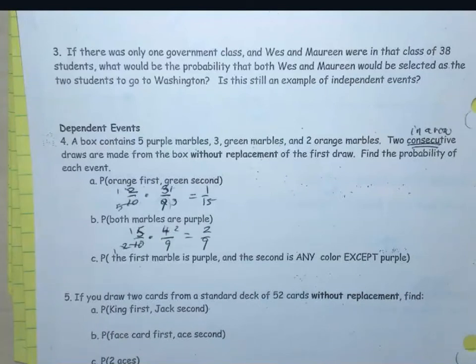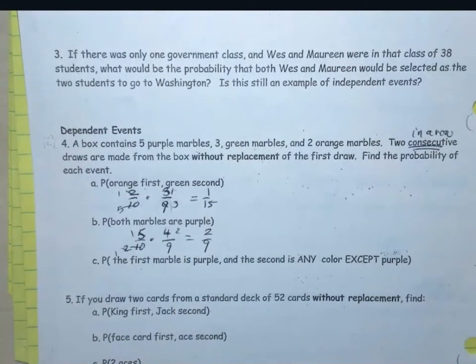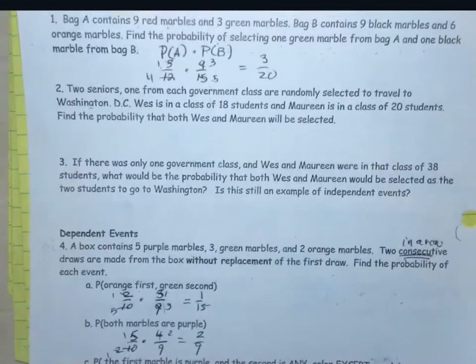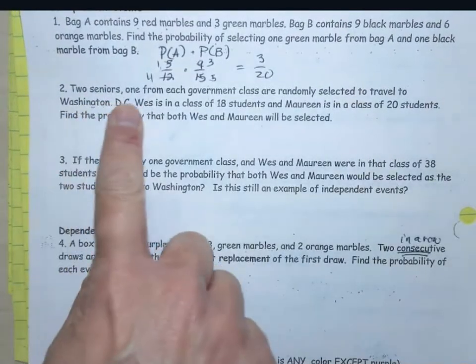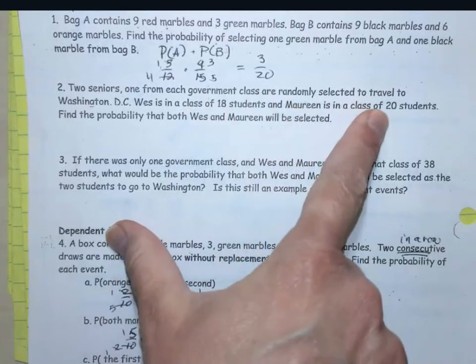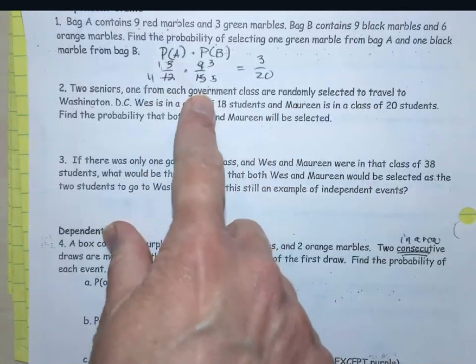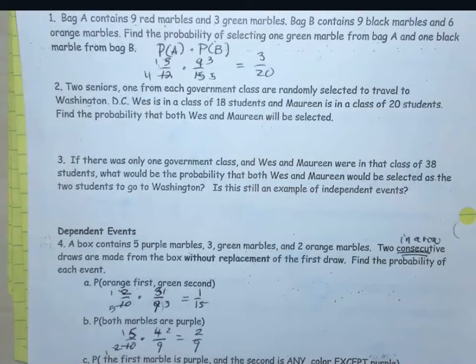It's about having replacement. When I see replacement, then that cues me in. 2 seniors, like in number 2, 2 seniors, 1 from a government class are selected, 1 from each government class. So if you're selected from one government class, there's no way you're going to get selected from the other. So those are mutually exclusive events.